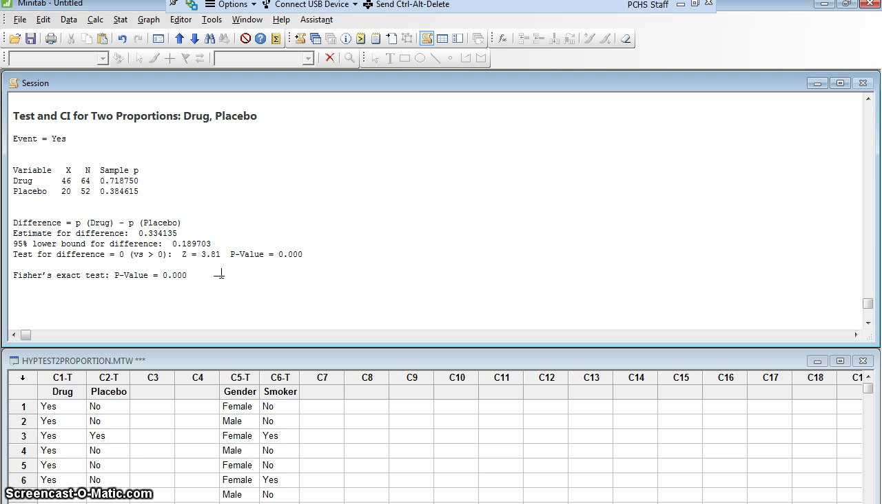The null must go. The null must go means I can accept the alternative. I'm rejecting the null. I'm accepting the alternative. My original claim was an alternative.